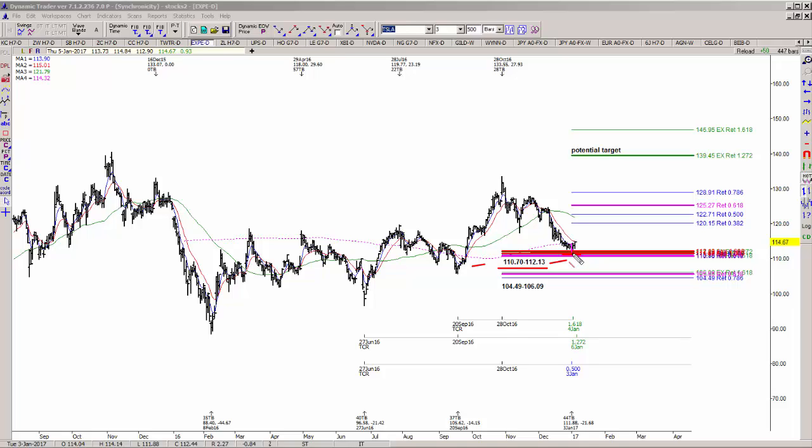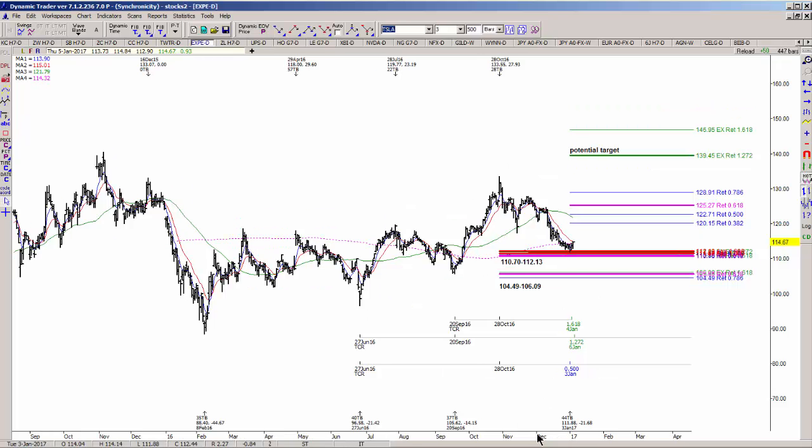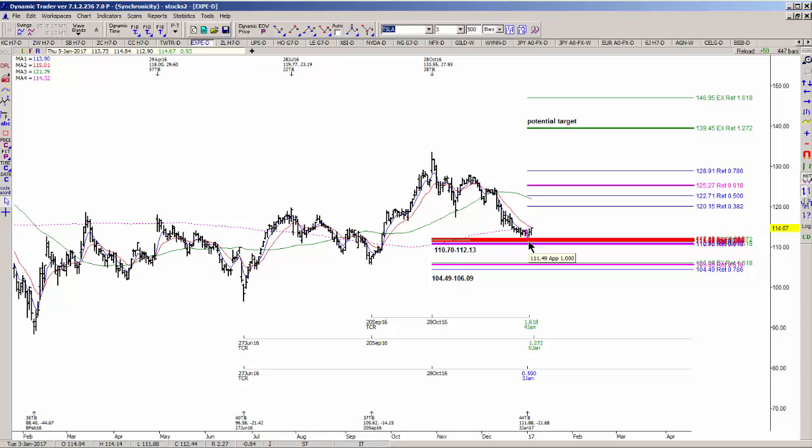You can either have a stop underneath the price cluster zone, or your other option is to put your stop underneath the low, for example, that's made prior to your buy signal. So your other option for a stop would be underneath 111.88.